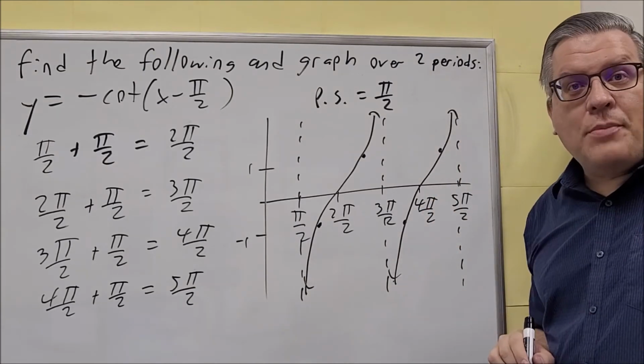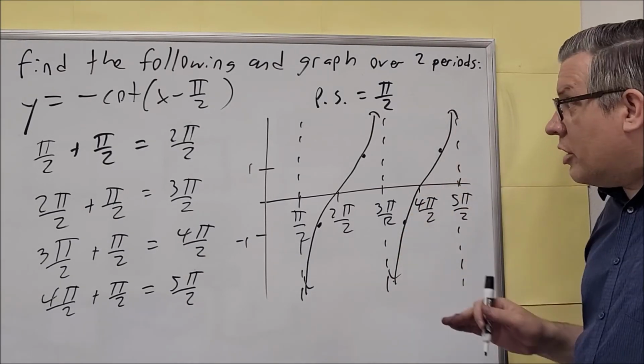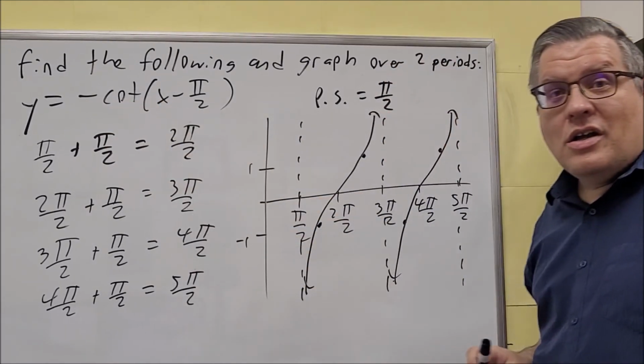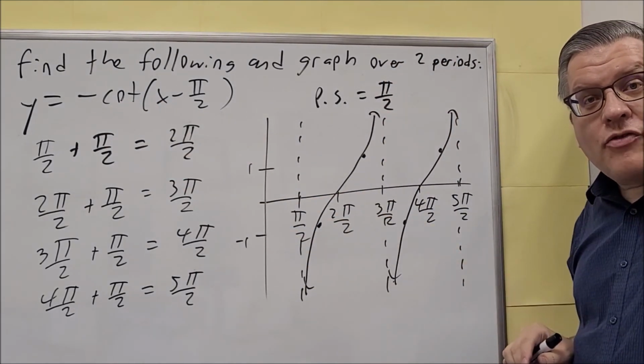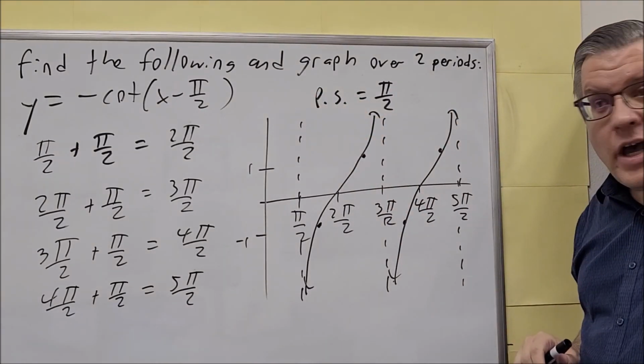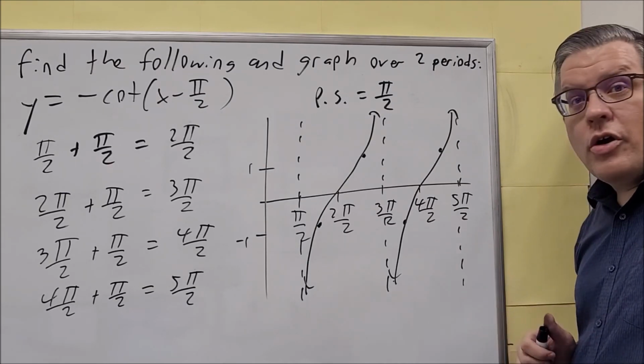Okay, so the shape is going to be the same as the base graph that you have, but we just notice that it's going to look like a tangent graph because you got that negative out front, and the negative is going to basically flip the graph over. So instead of it falling down like that, instead it's going up like this. So this would be your completed graph.